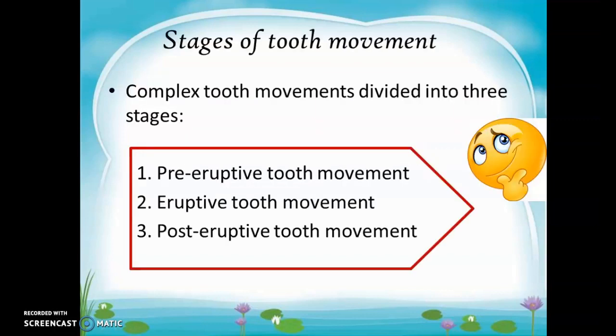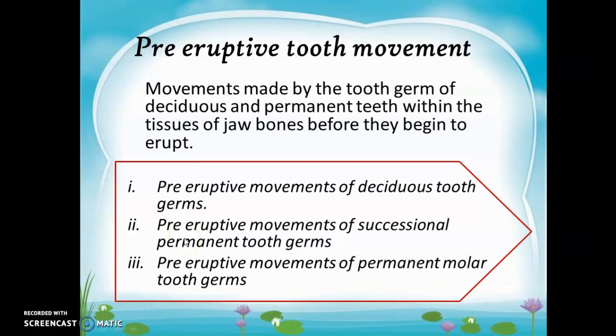But one thing you have to understand is that these movements are quite complex and can be divided into 3 stages: pre-eruptive tooth movements, eruptive tooth movements and post-eruptive tooth movements. Pre-eruptive tooth movements are movements made by the tooth germs of deciduous and permanent teeth within the tissues of the jaw bones before they begin to erupt. There is a difference in the patterns of pre-eruptive tooth movements between deciduous tooth germs, successional permanent tooth germs and permanent molar tooth germs.